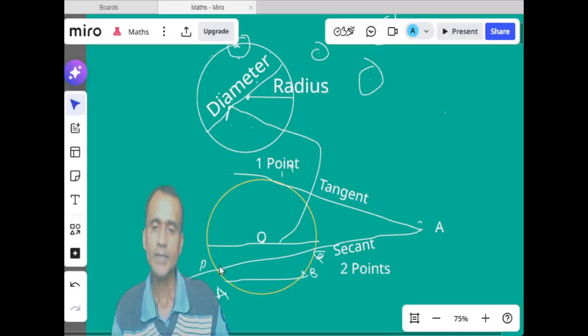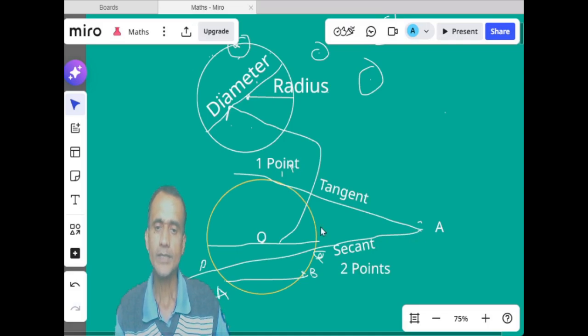So a secant intersects because it is cutting the circle. It intersects the circle at two points, and a tangent touches the circle at one point. Secant intersects, it cuts at two points. Tangent doesn't cut, it touches the point.